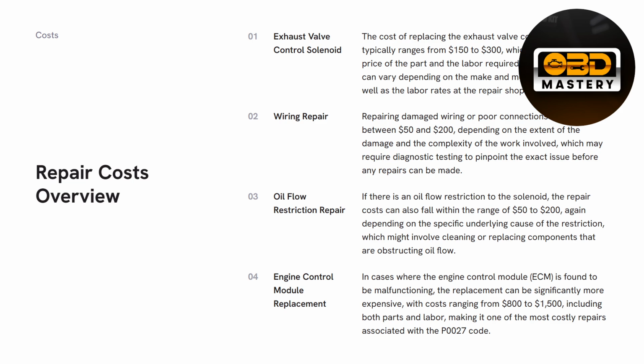But basically, just remember one thing: if you do this all yourself, you could save a significant amount of money. Number three is oil flow restriction repair. This will run you another $50 to $200, again depending on the specific underlying cause of the restriction. And the ECM, or engine control module, replacement. This one is a possible culprit, but ECMs are pretty rare to go out. It's never zero though, but you are looking at between $800 and $1,500, including both parts and labor, making it one of the most costly repairs associated with the code.